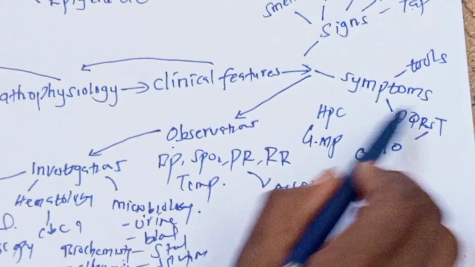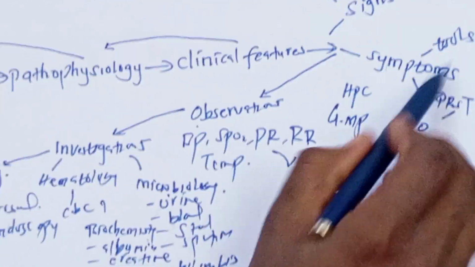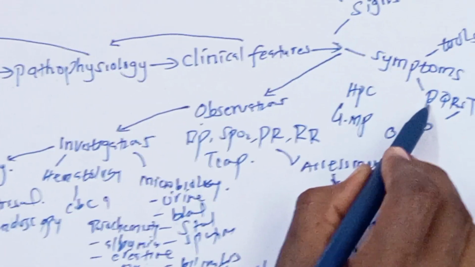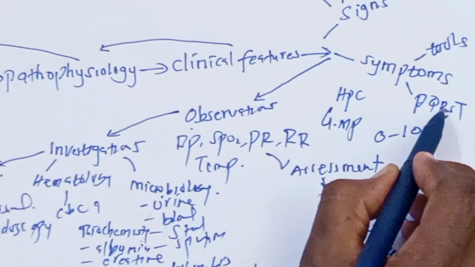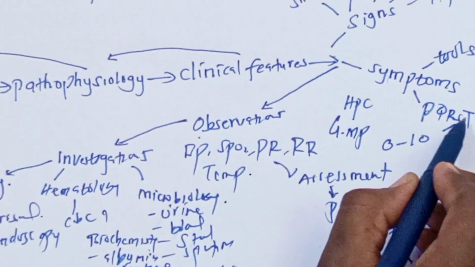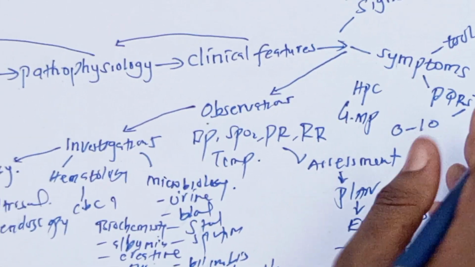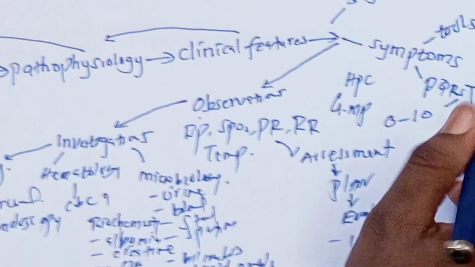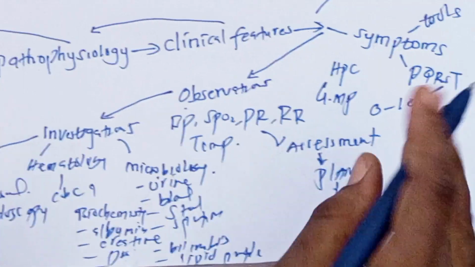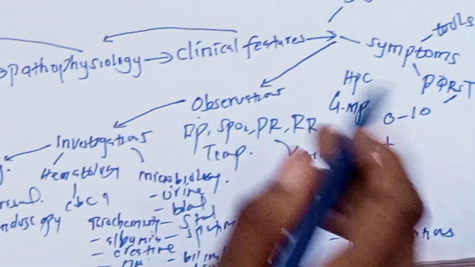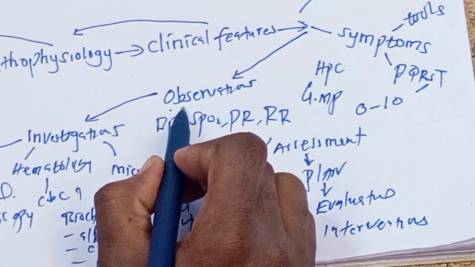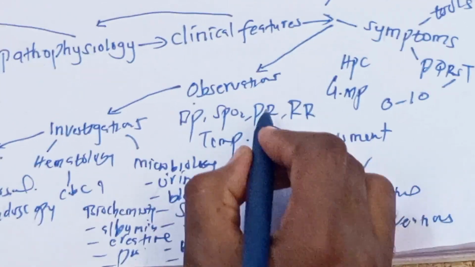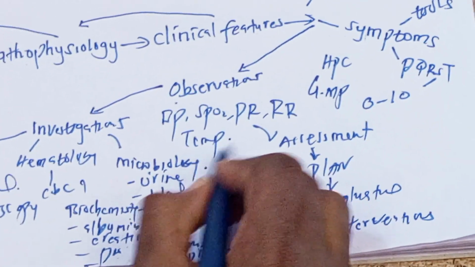Then we have the symptoms. We can use tools to diagnose the possible symptoms of a disease. We can apply PQRST, that is provoking factors, quality of the symptoms, region that has been affected in the body, severity of the symptoms. For example, how is the pain? We can grade it on a scale from 0 to 10. We have T, that is the timing, the duration, how long the patient has been suffering these symptoms. Then from there, we can do the observations. We can measure and record observations, for example, blood pressure, oxygen saturation, pulse rate, respiratory rate, and temperature.